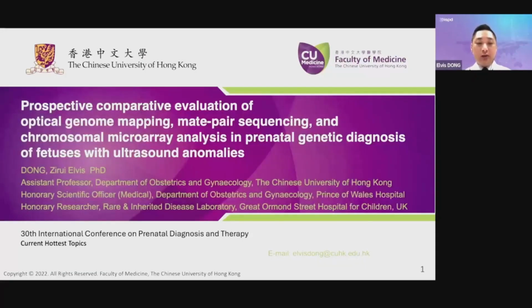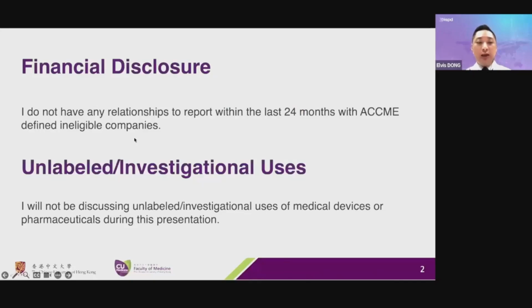Thanks to the organizer for giving me this chance to share with you our study entitled Prospective Comparative Evaluation of Optical Genome Mapping, Mate-Pair Sequencing, and Chromosomal Microarray Analysis in Prenatal Genetic Diagnosis of Fetuses with Ultrasound Anomalies. I don't have any financial disclosure.